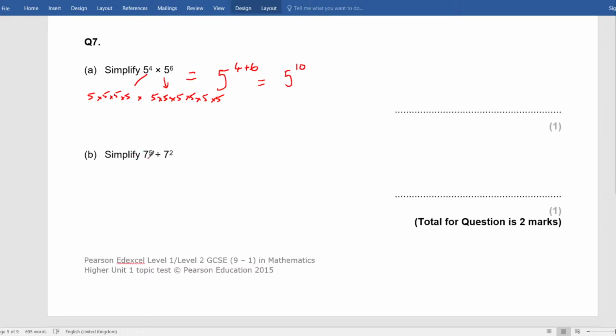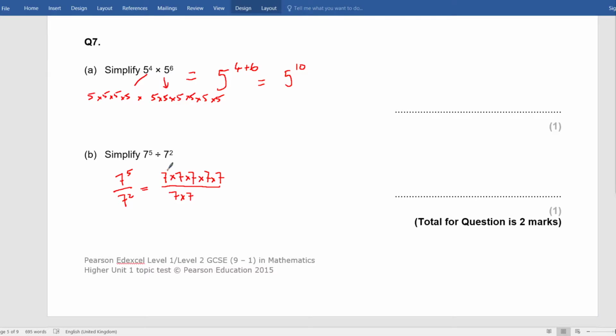Similar occasion here, but subtracting. When we're dividing and the base is the same, we subtract the powers. The reason is you could rewrite the division as a fraction and put 7 to the power 5 over 7 to the power 2, which is the same as 7 times 7 times 7 times 7 times 7, 5 times, over 7 squared, which is 7 times 7.